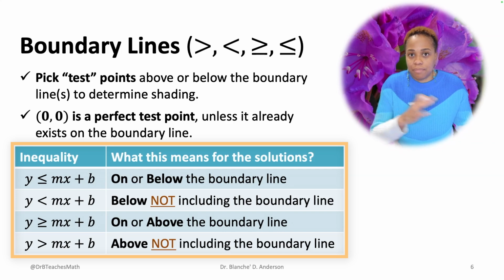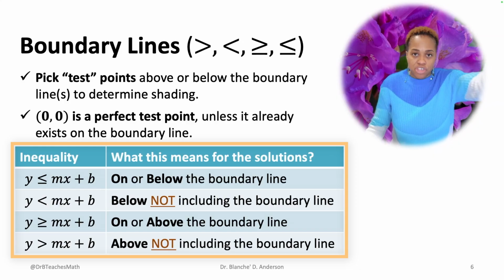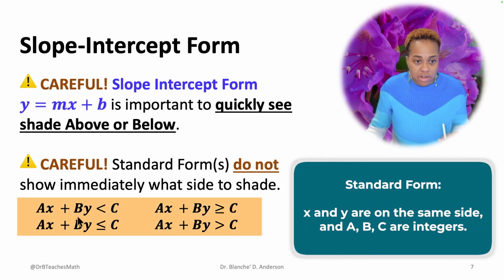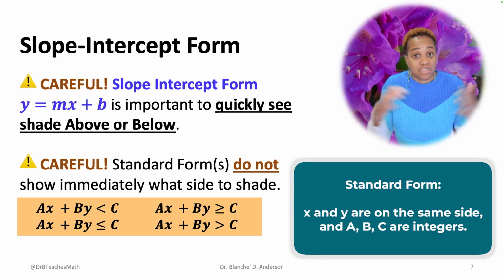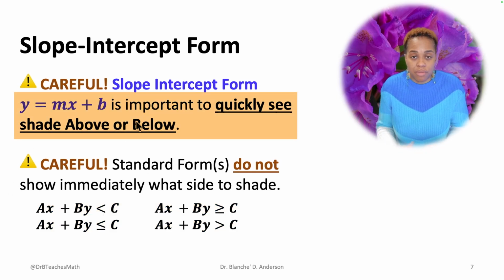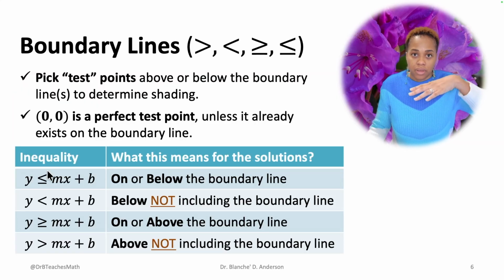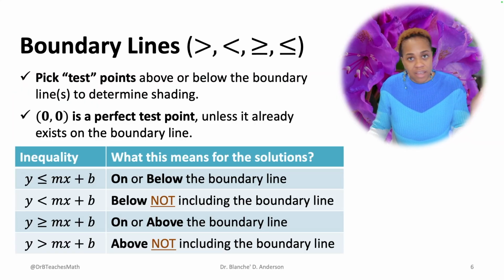But if you decide to bypass doing test points, as long as you have it in this form, then you can say, oh, I'm going to shade on the left, shade on the right, shade top, or shade bottom. If it's in standard form, when the x and the y are on the same side, you're going to have to do a test point so that you can decide which side to shade on. If you put it in slope-intercept form, you can actually look at it and say, okay, depending on this chart, I know above or below, left, right, top, bottom.